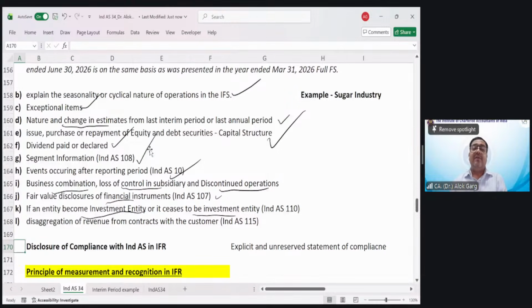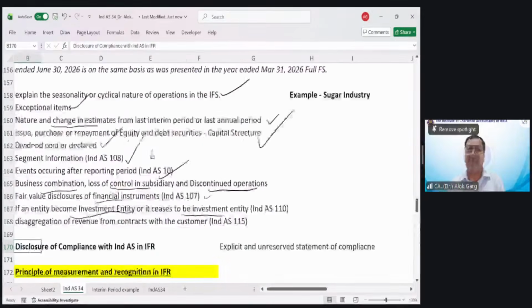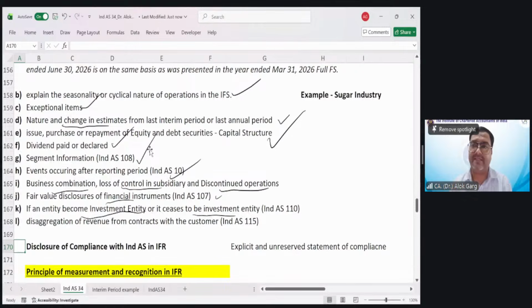Okay. Friends, you remember I talked about para number 16 of Ind AS 1. I told you about explicit and unreserved statement of compliance. So friends, disclosure of compliance with Ind AS in interim financial reporting. In your interim financial statement also, you have to give an explicit and unreserved statement of compliance of all applicable Ind AS in preparation of the interim financial statement, okay?